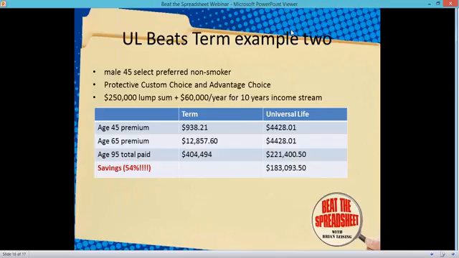I get a phone call, and we've got somebody who's in their 50s or 60s. Their initial term policy has run out. They didn't think they were going to need the coverage once they hit, let's say, age 65, and turns out, guess what? They still need the coverage. They still owe on their home.